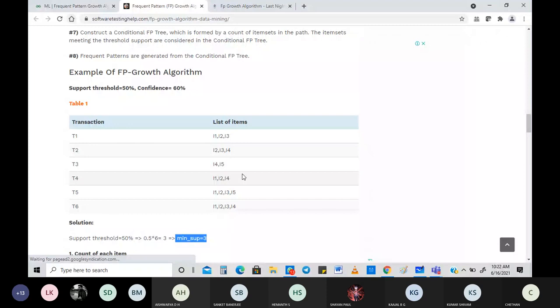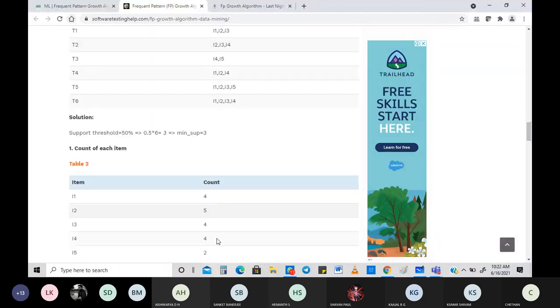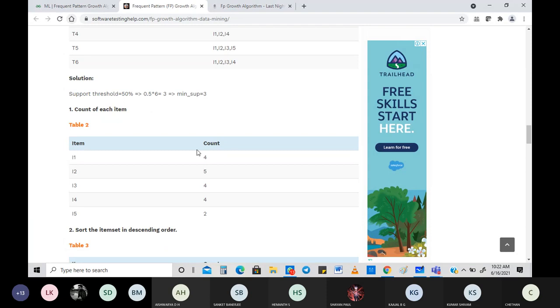Okay, I think I have one example, but if you learn only one example it doesn't serve any purpose. You need three examples so that you understand the beauty of it. So you take this example and the minimum support is three. Then you take the frequencies of each item, and this is what you get: 4, 5, 4, 4, 2. But the minimum support is 3, so which one will be deleted? Obviously, I5 will be deleted.